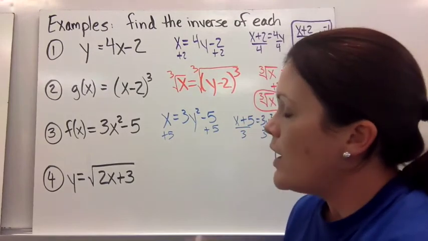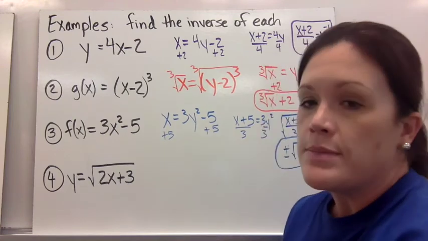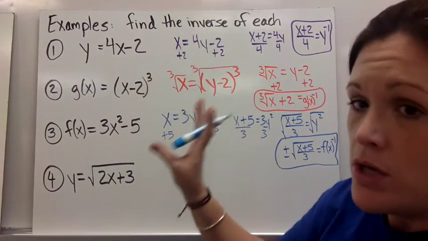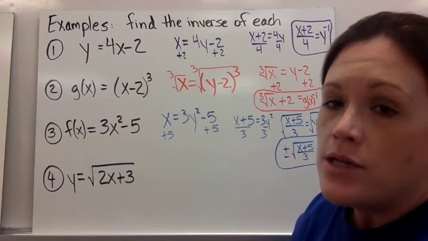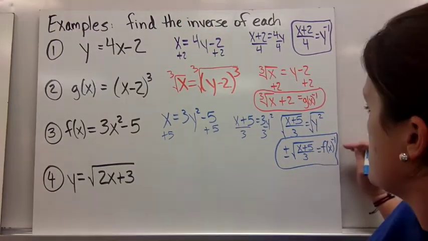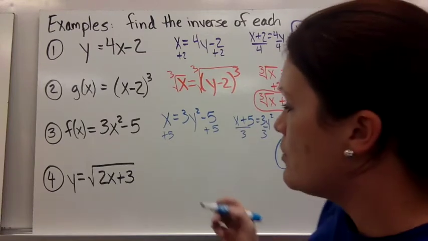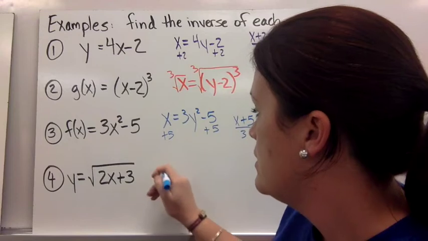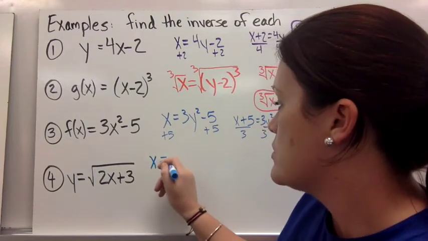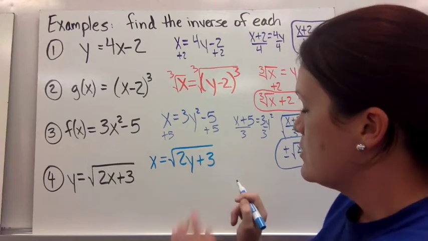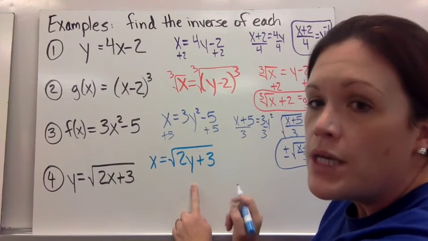Number 4 has y equals the square root of 2x plus 3. So it's a radical function. But notice no matter what they give you, you switch x and y, and then you get y by itself, and then just label that you have now found the inverse of your function. All right, so we're going to switch x and y. So x equals the square root of 2y plus 3. So we're going to get y by itself. We've got to get rid of the square root.